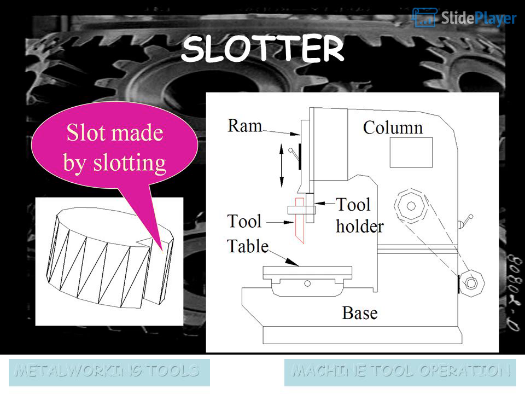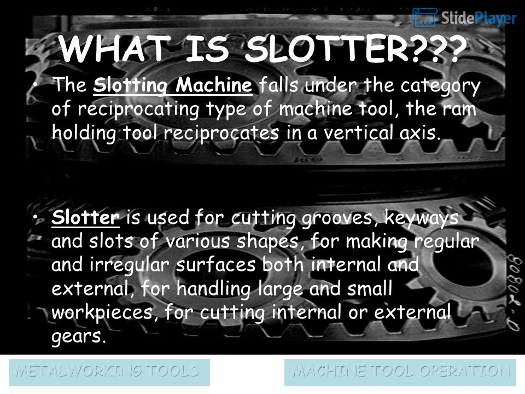Slotter. What is a slotter? The slotting machine falls under the category of reciprocating type of machine tool. The ram holding the tool reciprocates in a vertical axis. A slotter is used for cutting grooves, keyways and slots of various shapes, for making regular and irregular surfaces both internal and external, for handling large and small workpieces, for cutting internal or external gears.